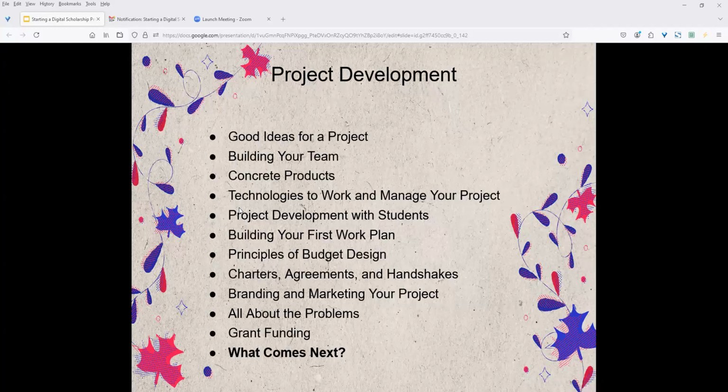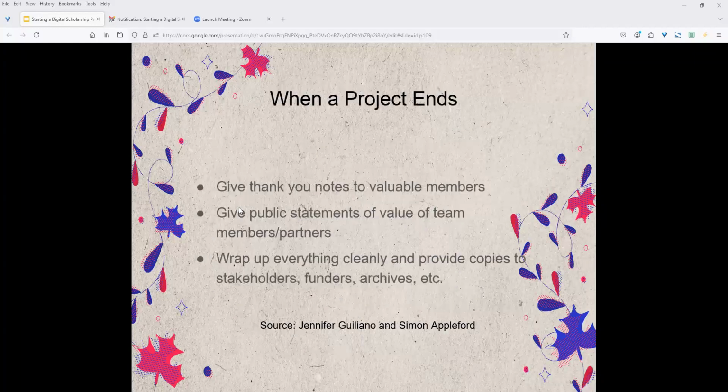So what comes next? What's the end game? When a project ends, you want to give out thank you notes to people: funders, partners, the business manager. Include a statement of value. Say something like, because you did X, we were able to do Y. To supervisors, you want to thank them for loaning us person X to work on this project. She did really well. Get the word out, let people know.